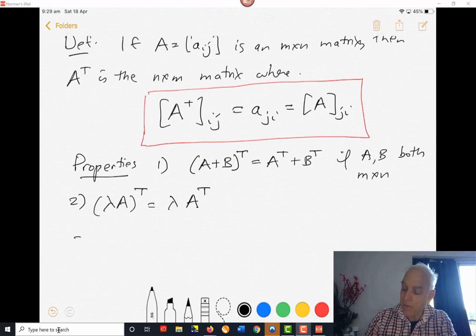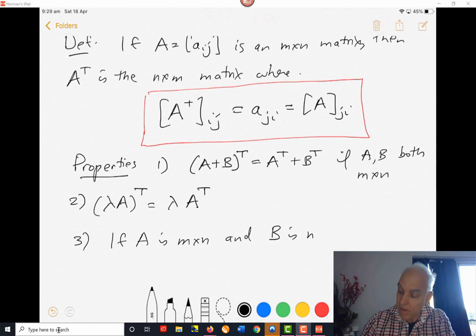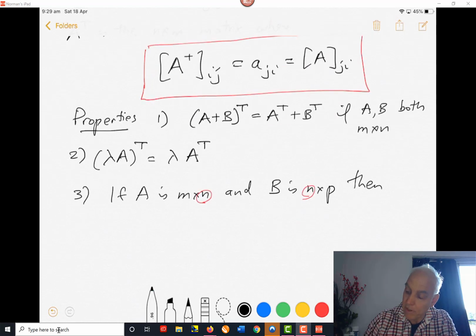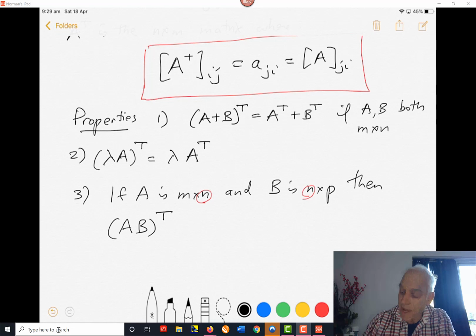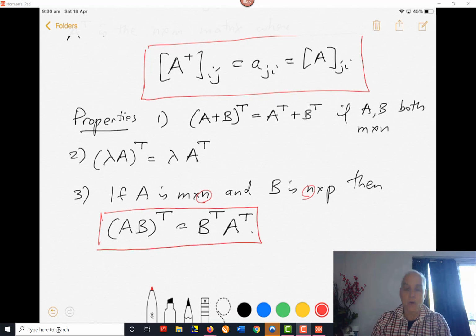But a more subtle property is the following, that if A is m by n and B is n by p, then in that case we're allowed to multiply them because this n and that n are the same. Then if we multiply A times B and take the transpose of that, what we get is the transpose of B times the transpose of A. So when we take transposes, the order interchanges.